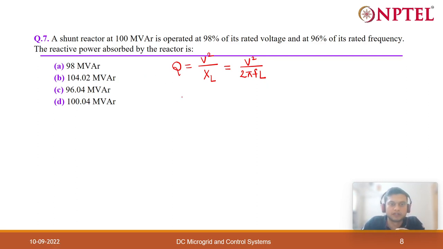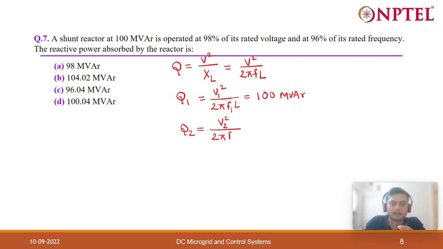So we can write Q1 as the rated MVAR. So you can write Q1 as V1 square over 2 pi F1 L. That is given as 100 MVAR. And we need to find the reactive power absorbed by the reactor at 98% of rated voltage and 96% of rated frequency. So you can write Q2 as V2 square over 2 pi F2 L.